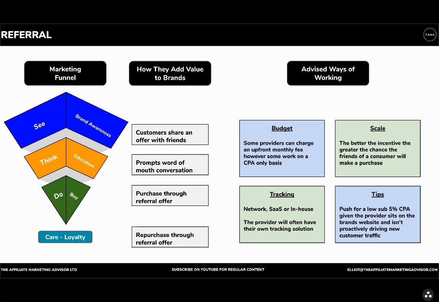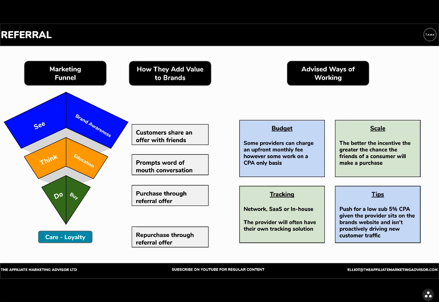And then people can purchase through the referral offer, which will often reward the sharer and the friend that they've referred. And it's great for loyalty. It gives the person who purchased a reason to buy again, whether it's a gift card or a voucher code or whatever it is. It encourages them to buy something else, and then it helps create this link of customers referring their friends, etc.